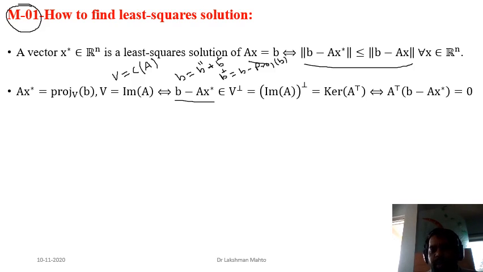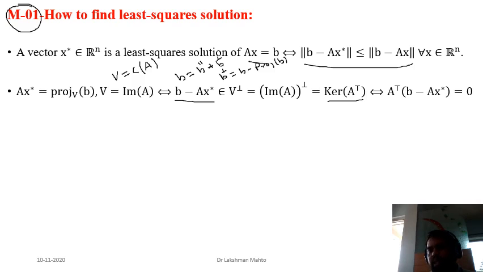And what is the orthogonal complement of the column space of A? The orthogonal complement of the column space of A is nothing but the left kernel space, that means the kernel of A transpose. So always I would like to say that if you have any doubt, just recall again the four fundamental subspaces of a matrix. All these are related to that. That time I had already discussed it in detail. So we had already seen that b minus A times x star is now in the kernel space of A transpose, that means the left kernel space.